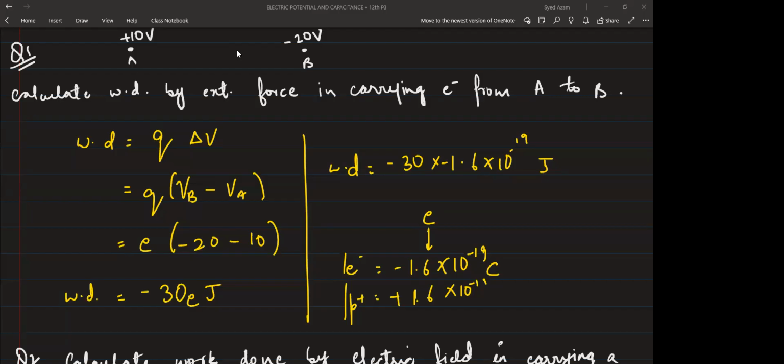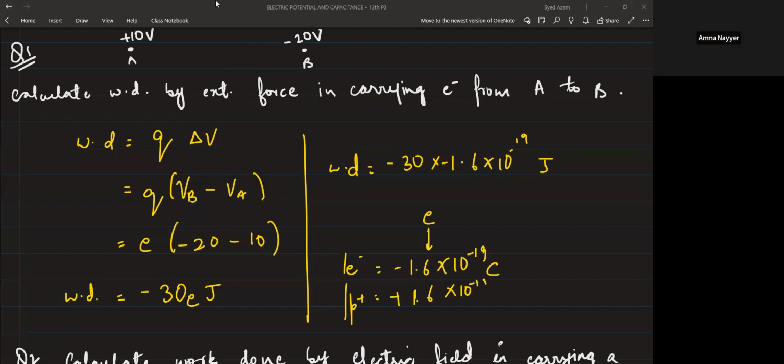Ma'am, can we also write it as 30 electron joule? That is exactly not 30 electrons. See, electronic charge is this, so charge has to be replaced. Electron volt is a unit of energy that you will see in the chapter on semiconductors and all. That is different. But electron joule is not a unit. So we have to replace it. So this should be your answer.